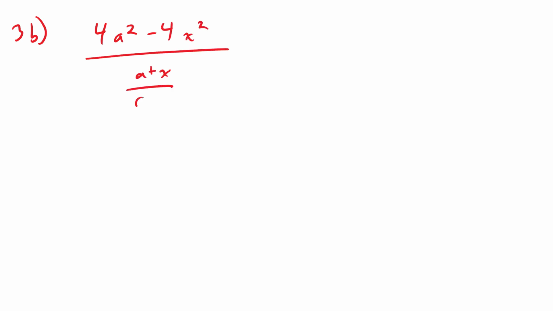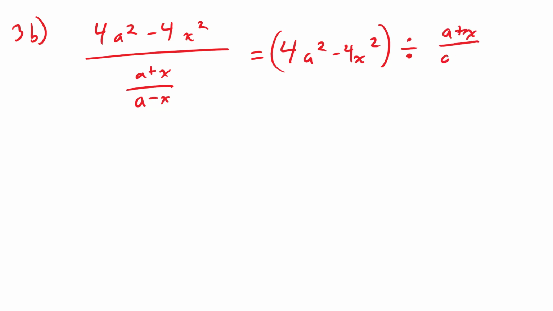From 3, I'm just going to take up b. What was b? 4a squared minus 4x squared divided by a plus x, divided by a minus x. So we have a fraction within a fraction. Let's start by writing it this way. Means the same thing, right?